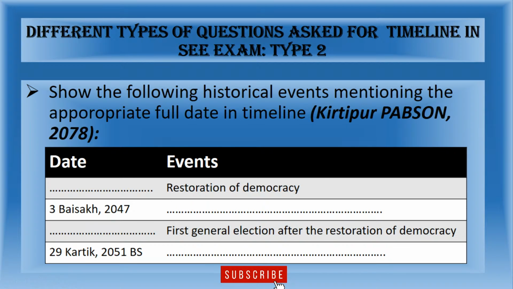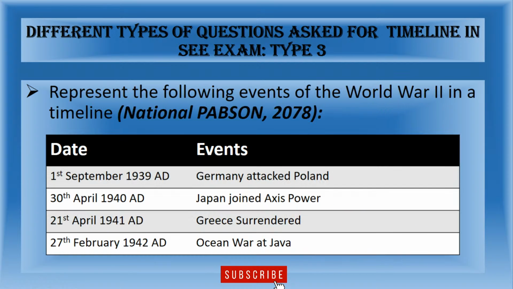After that only you can construct the timeline. Now the third type of question asked in the SEE exam is like this: represent the following events of World War II in a timeline. This was asked in the National Paper 2017. Here it is easy for you. Look, dates are also given and events are also given fully.